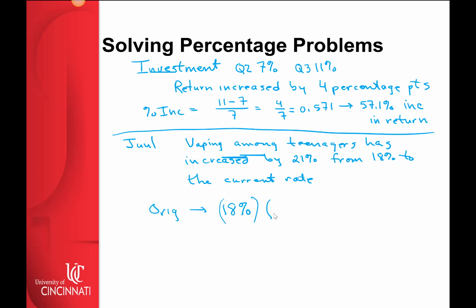Well, I'm going to multiply by 100 plus how much it has gone up, 21. But remember, I want to take this 18 times some number, and can I use this number like it is, or do I have to convert it to a decimal? Convert it to a decimal, so it's going to be 1.21.